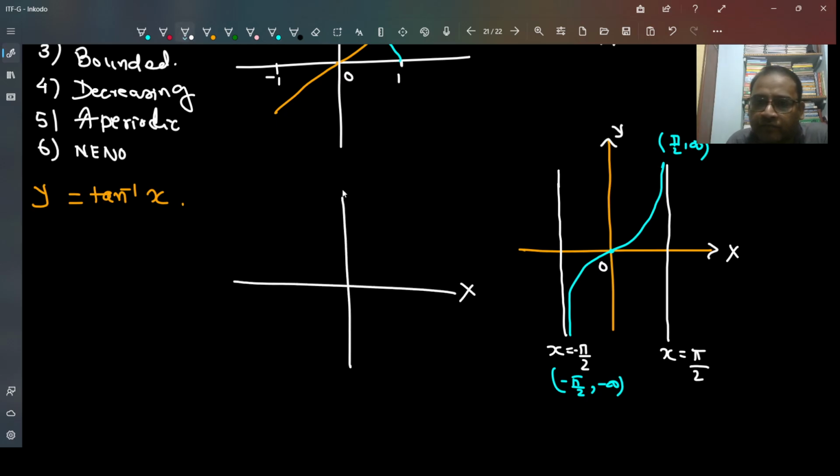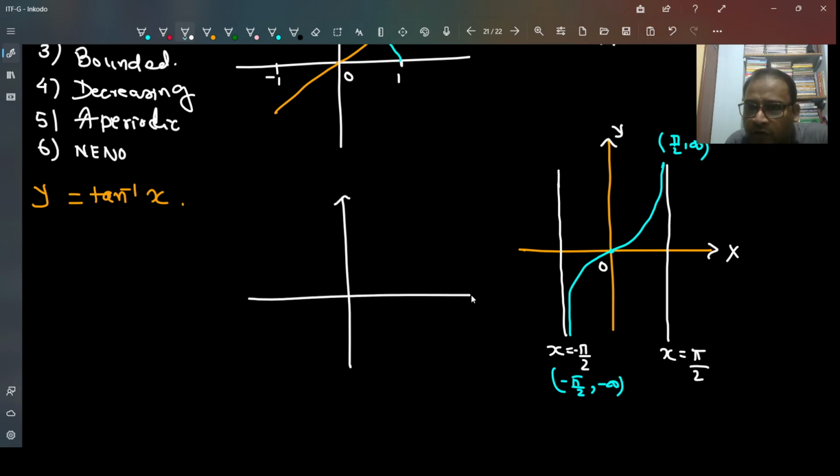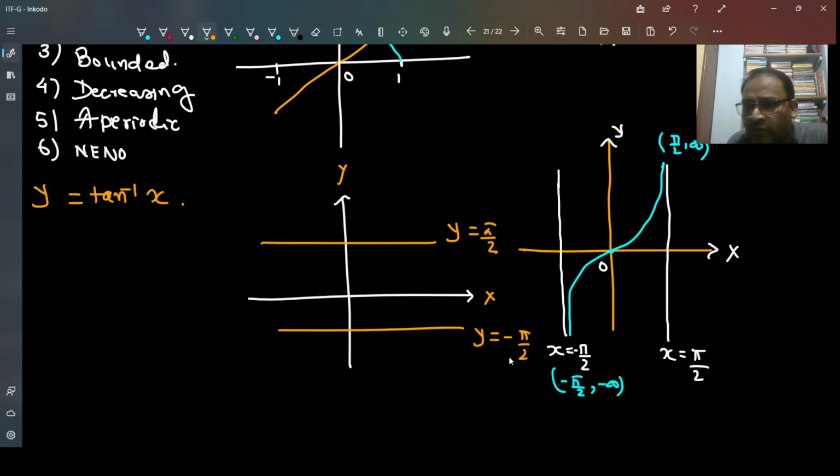This is our axis. First of all, we draw the asymptotes. Now this is the asymptote y is equal to pi by 2, and this is the asymptote y is equal to minus pi by 2. When x tends to positive infinity, your curve will go toward pi by 2 but stay less than pi by 2, so it will look like this. And here it will go like this.